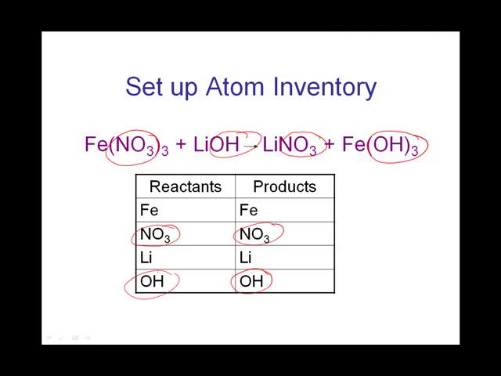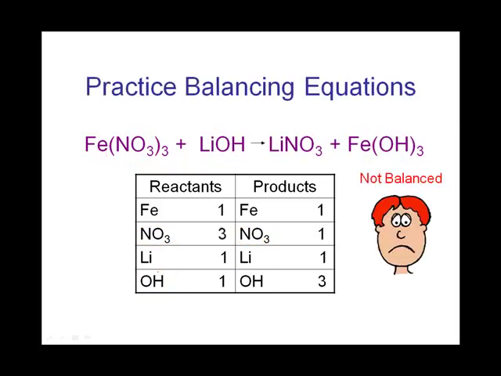So when we set up atom inventory, we notice that there is 1 atom of iron on each side, 3 molecules of NO3 on the reactants, and only 1 on the products. We have 1 Li on the reactant and 1 Li on the product, and we have 1 OH anion on the reactants, and we have 3 on the other side. So this right here means it's not balanced. If it was balanced, all the numbers would be the same on both sides.